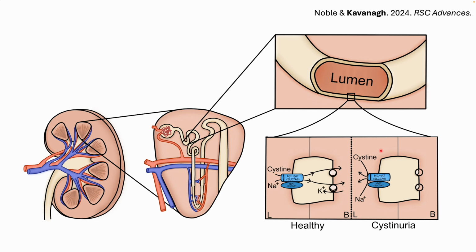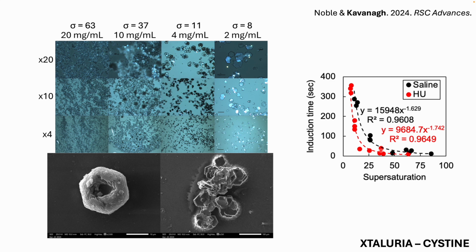This cystine can, of course, become supersaturated and can form crystals, which can cause damage to this sensitive apparatus. So one of our first objectives was to try and understand the conditions that enable these cystine crystals to form. And really our key aim or objective in this first part, if you like, was to try to recreate those classical hexagonal cystine crystals that are found so often in the clinic.